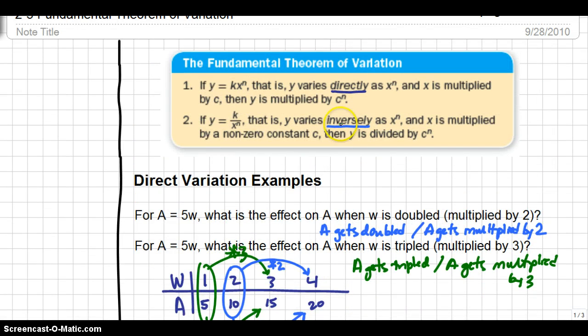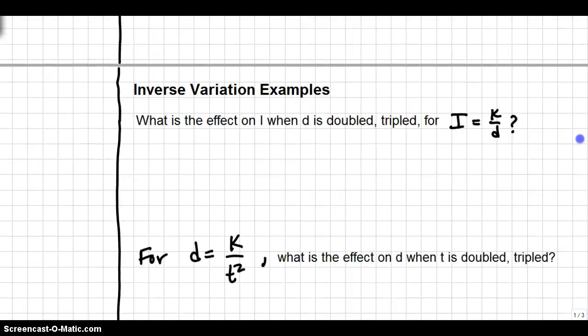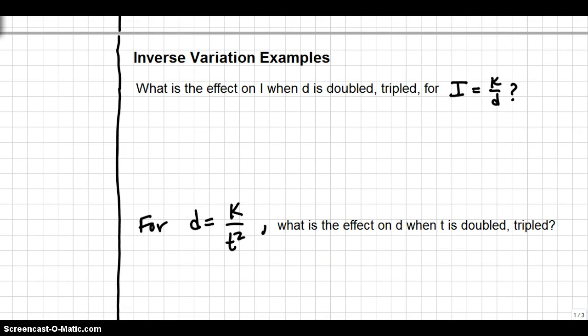For the inverse part of the theorem, when x is multiplied, then the y value gets divided. We still have our c value, our number that we're using, and then the c value that has the result on the dependent variable has to get raised to the power that's included in the original. We just need to pay attention here when we're doing inverse. The words multiply and divide have to go together. So let's try our inverse examples.